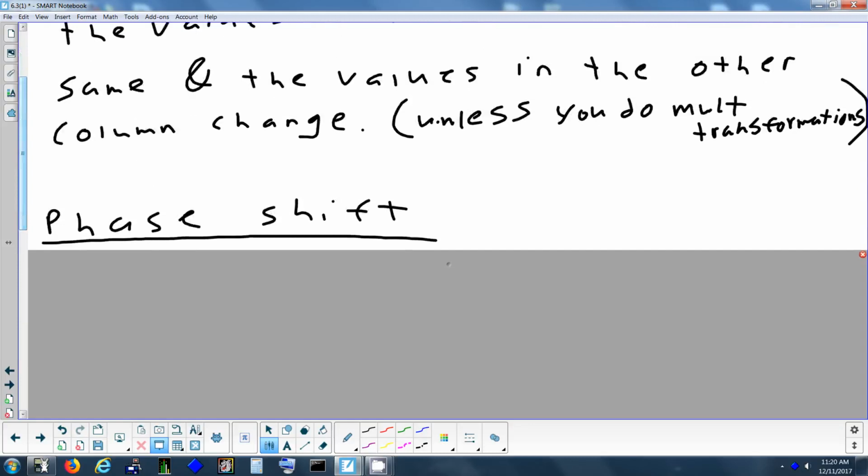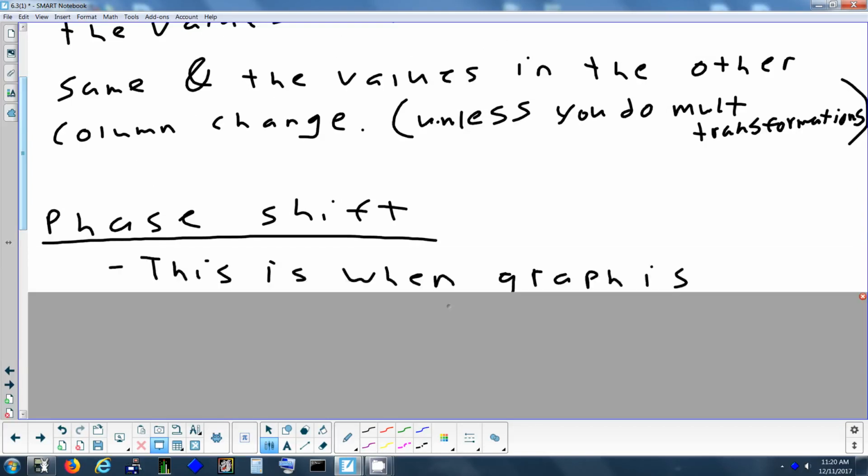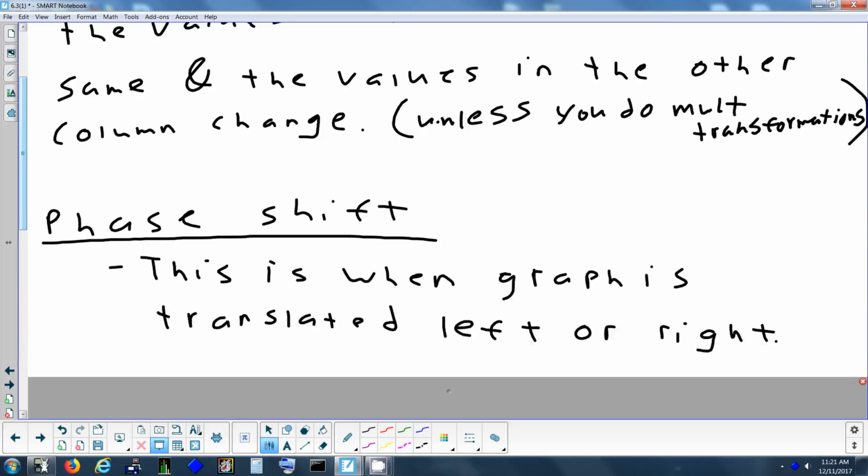So now we're going to talk about a specific transformation. Okay, everything I gave you so far, that's just kind of background information. You've got the starting tables, you've got everything you need. Now we're going to talk about a phase shift. So when we studied all the other functions, normally we call this a horizontal shift. But when we study it with trig functions, they call it a phase shift.